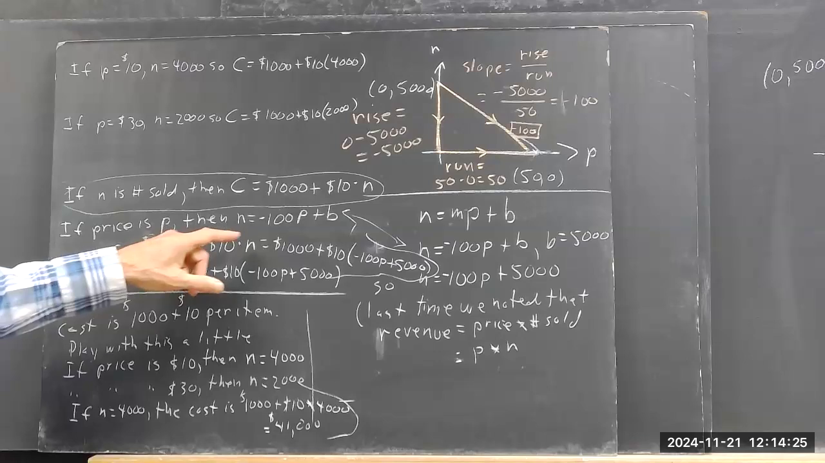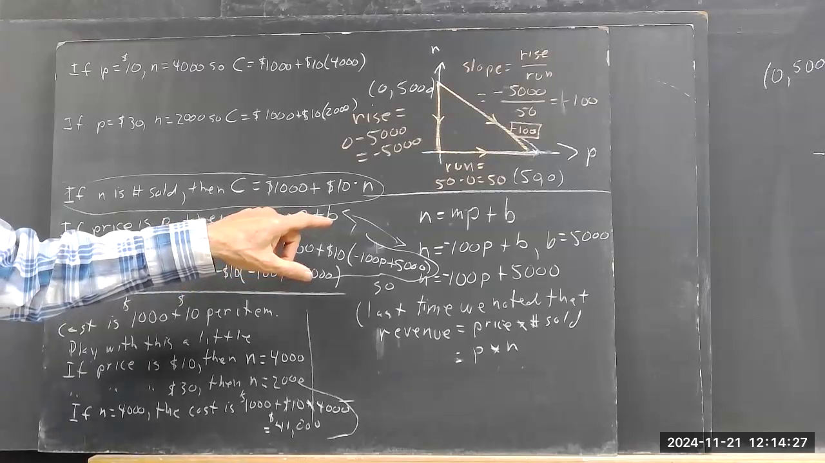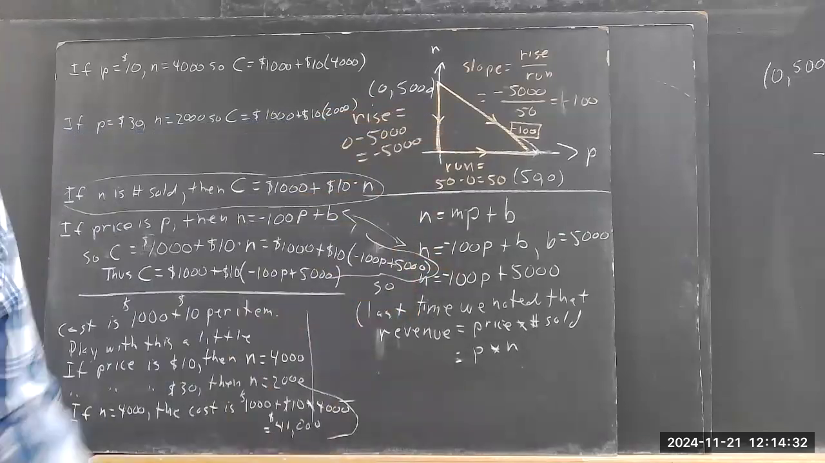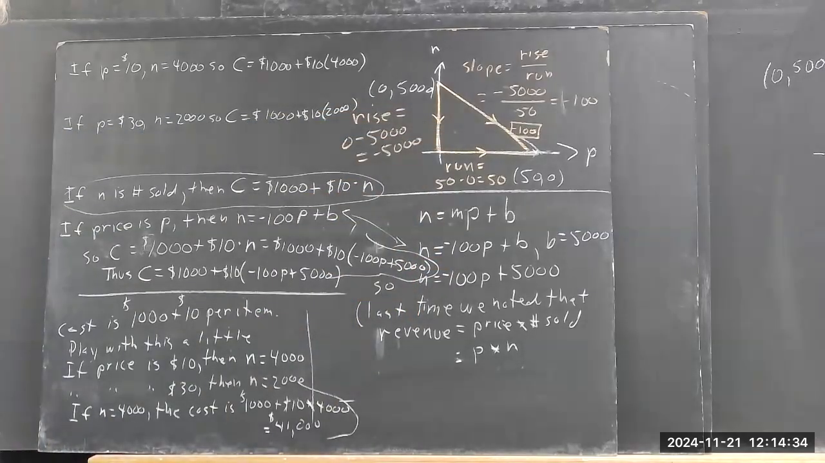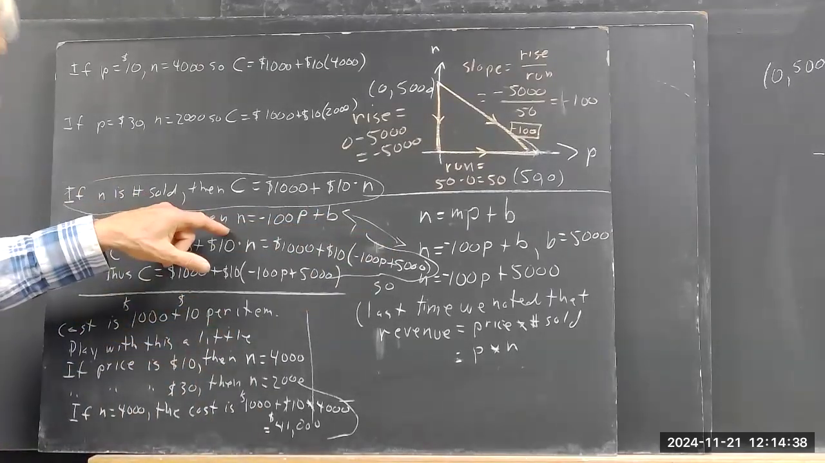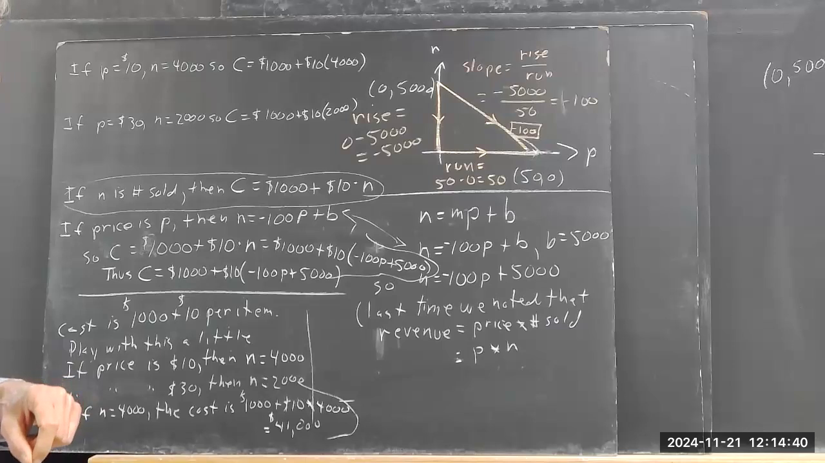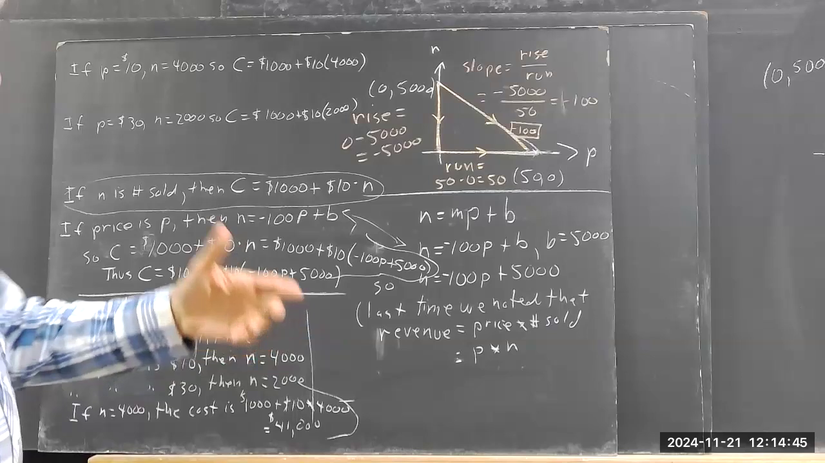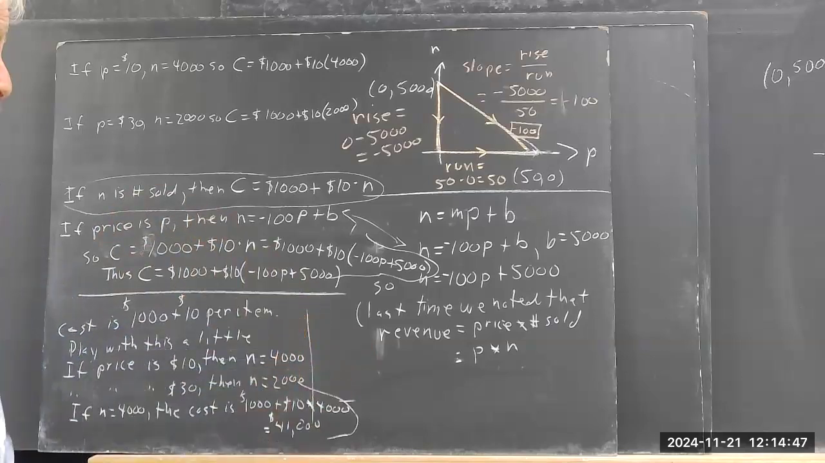Now, if the price is P, then N is negative 100 P plus B, because that's the function that we got instantly when we saw this graph. So we use that to determine what N is. Now we have N as a function of P, and the cost is a function of N. Now this is actually a composite function, okay?